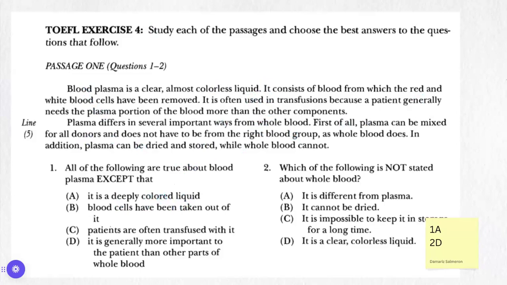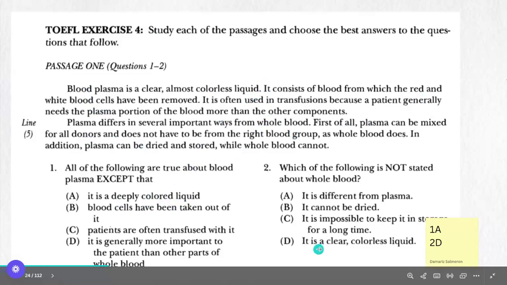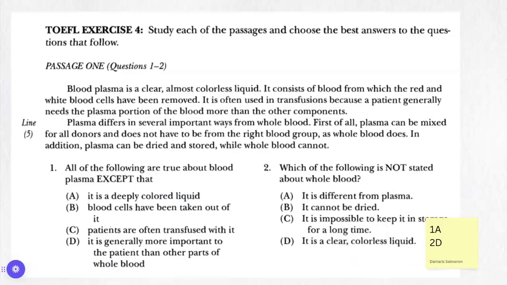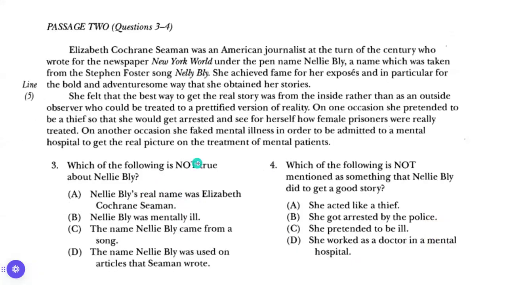Number 2D: it is a clear, colorless liquid. And if you see, these two are kind of similar. Colored liquid, colorless liquid. It is not mentioned in the text anything about the color of the blood. Let's see this one. Which of the following is not true about Nellie Bly? Number 4, which of the following is not mentioned as something that Nellie Bly did to get a good story?